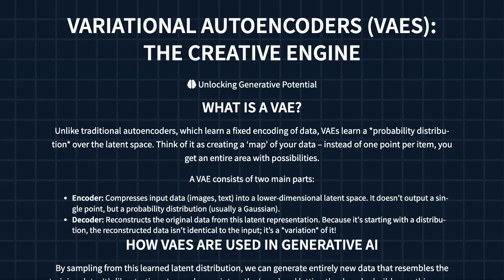You have an encoder which squashes everything down into a lower dimensional space, but crucially, it doesn't output a single point, it outputs a probability, usually described by a Gaussian curve. Then you have a decoder that takes this probabilistic representation and rebuilds the data from it, creating something new and related to what it was trained on. This allows us to generate entirely new images, text, or even create smooth transitions between different pieces of data, like morphing a cat into a dog.